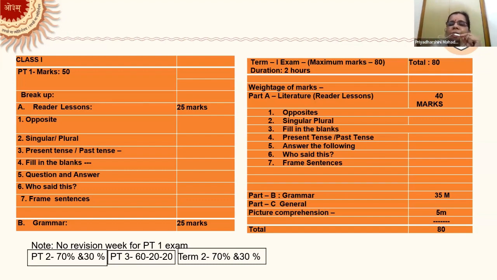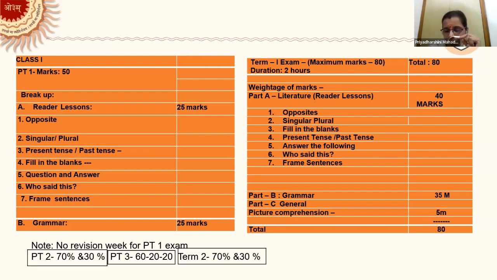So here again, we have part A, part B, and part C for class 1. Part A is full of literature questions. Okay, reader lessons. Based on the reader, we have the questions: opposites, singular, plural, present tense, past tense, fill in the blanks, answer the following, who said this, frame sentences. It is for 40 marks. Grammar for 35. And general picture comprehension.